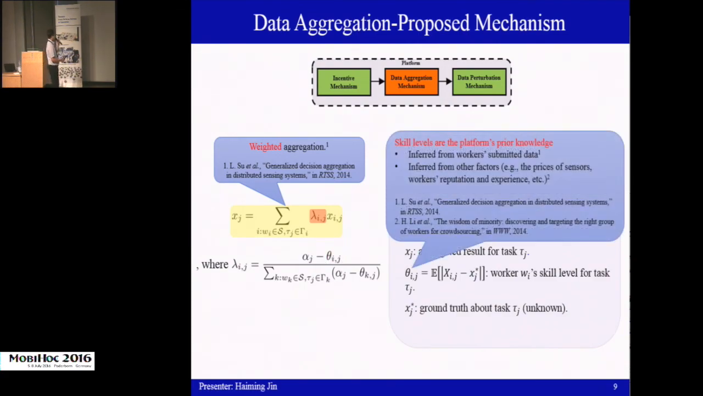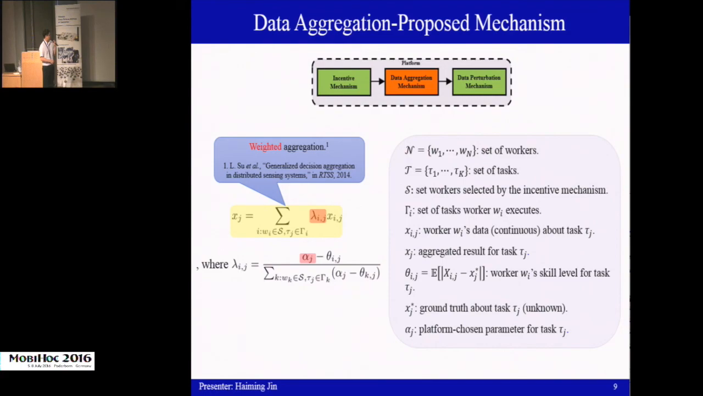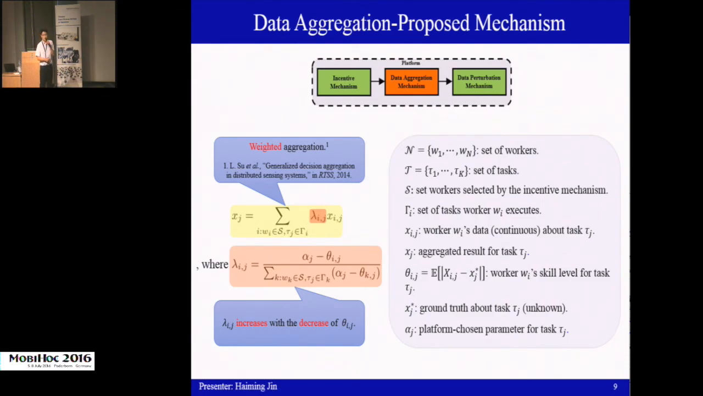We assume that workers' skill levels are the platform's prior knowledge, because they can be inferred from workers' submitted data, and also from other factors, including prices of the sensors and workers' reputations and experiences, using methods proposed in previous works. Alpha_j is a platform-chosen parameter for every task tau_j, which is related to the accuracy guarantee that we will talk about later. Our specific choice of lambda_ij conforms to our intuition that it should increase as the value theta_ij decreases.